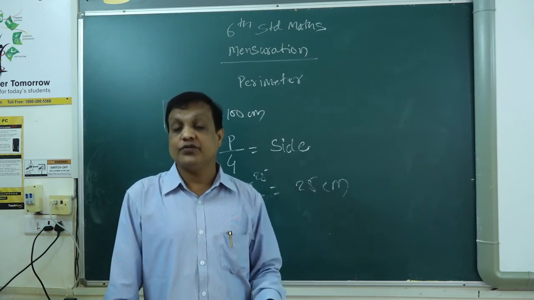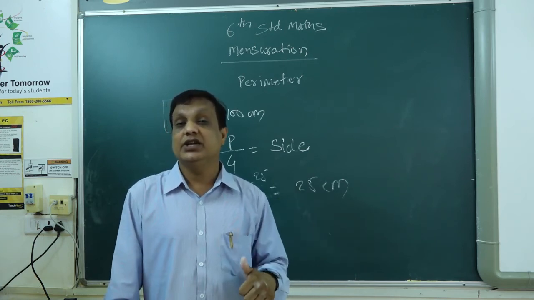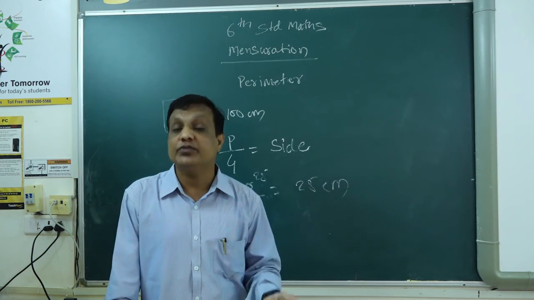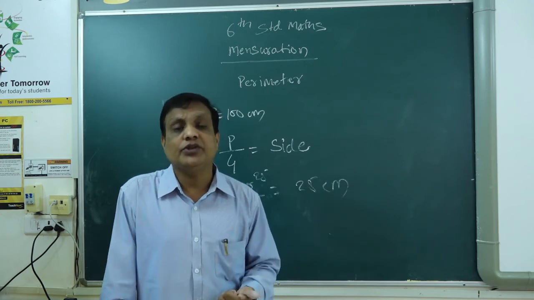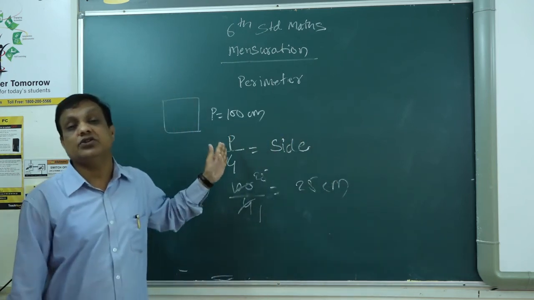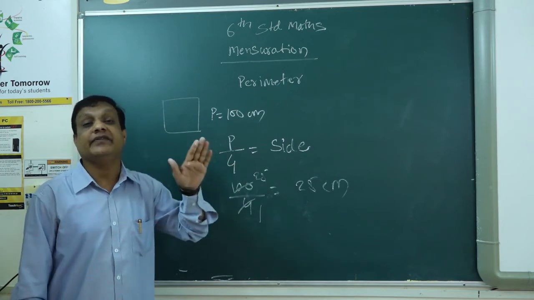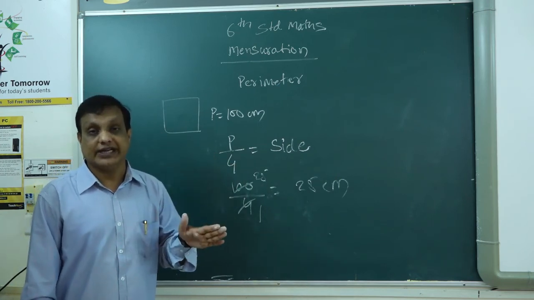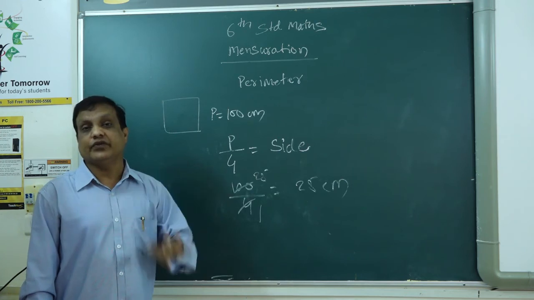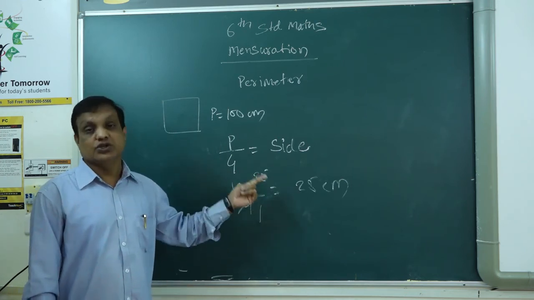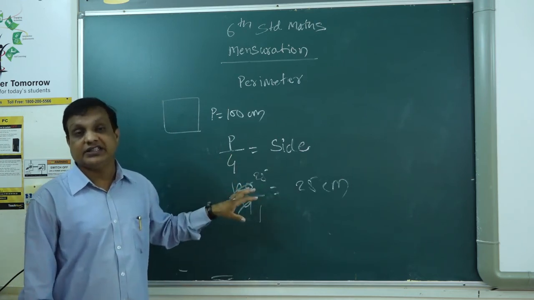Now also we learn how to find the side of a square when perimeter of the square is given. So perimeter of the square is given, side is not given. The formula is perimeter divided by 4 is equal to side. You divide perimeter by 4, so you will get the answer, side. So this is what we learn in this class.